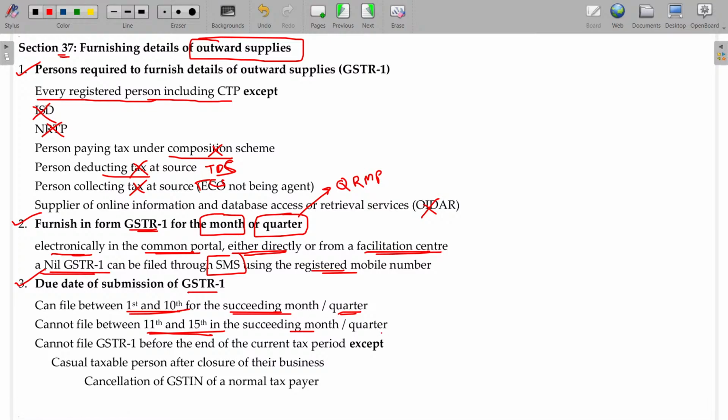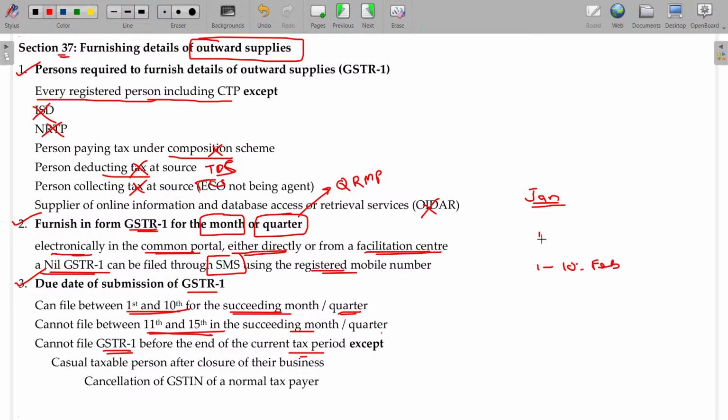And on 16th and 17th, you may still have the chance to correct it, because by the time 16th and 17th, the recipient will verify and update, and based on that you can go and confirm. Cannot file GSTR 1 before the end of the current tax period. You cannot file the return before this. For example, January month. Can I file the return? Usually the January month return will be filed only from 1st to 10th of February.